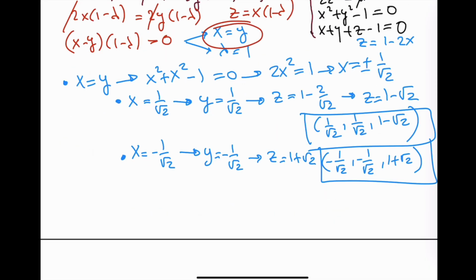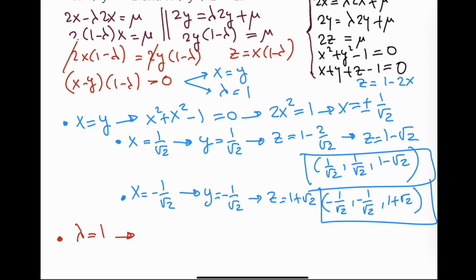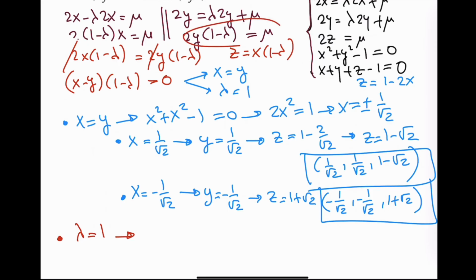So remember that here we explore this path, x equal y. So the next one will be lambda equal 1. So we continue here. What happens if lambda is equal 1? Well, then immediately, remember that the value was coming from all these equations, we see that mu is equal to 0. And then if mu is equal to 0, we have automatically that z is equal to 0. So we get the third component already.